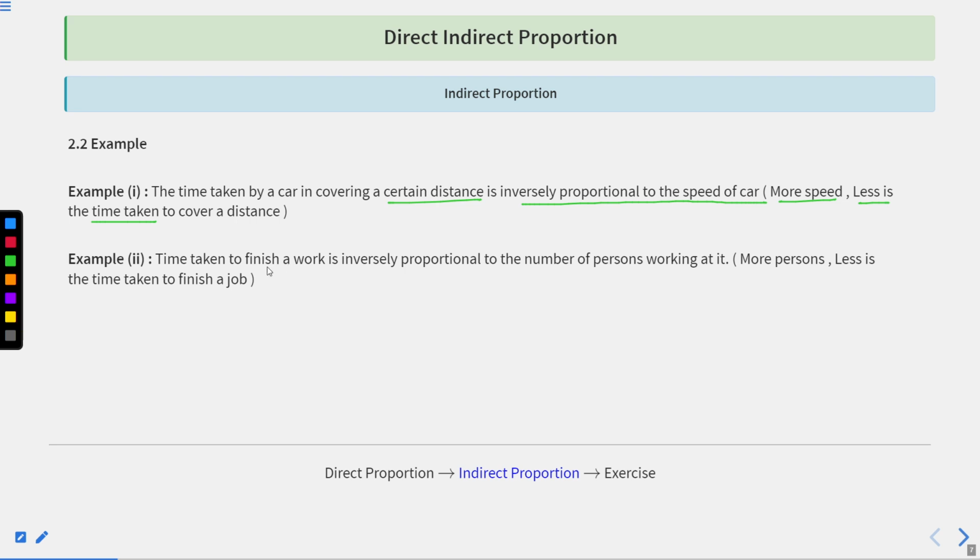In the second example, the time taken to finish a work is inversely proportional to the number of persons working on it. So more persons, less time taken. Earlier, in the previous example, we saw more persons, more work. That was a direct relation. But this is a relation between people and time. That is inverse. More people, less time required. Fewer people, more time required.